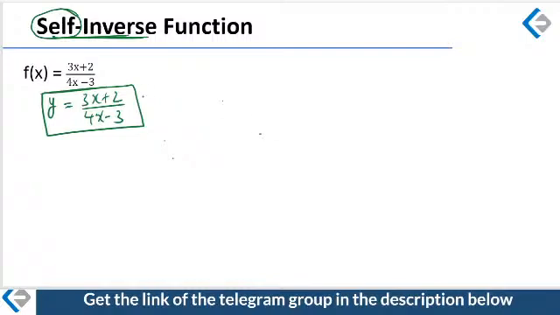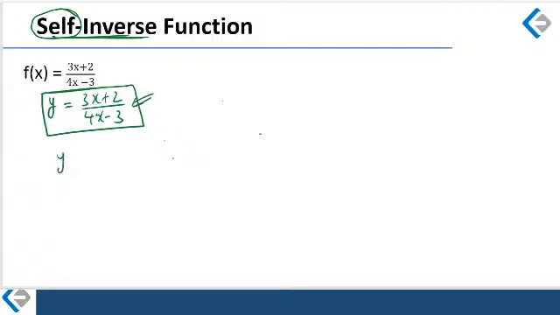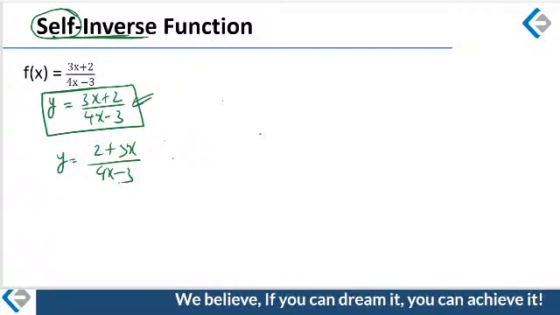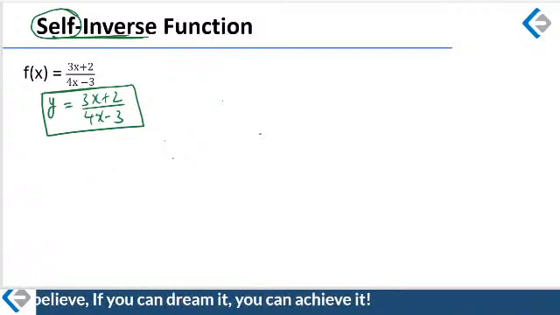If you are not getting exactly the same, you might have to just rearrange things. Some of you might have got y is equal to (2 + 3x) divided by (4x − 3). Don't worry, 2 + 3x is the same as 3x + 2. You just have to rearrange to realize that fact. That's it. Now this is called a self-inverse function.